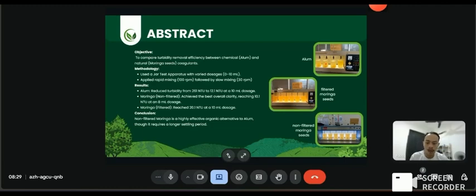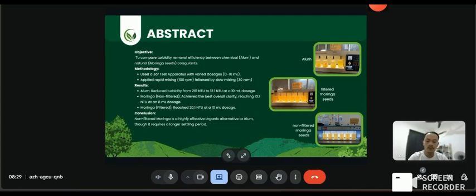For the process, looking at our setup, we use a jar test apparatus. For alum, we use a quick process, just 1 minute of rapid mixing and 10 minutes of settling. For Moringa, the process was longer, 2 minutes of rapid mixing and a 60-minute settling period. We tested dosages ranging from 0 to 10 ml.